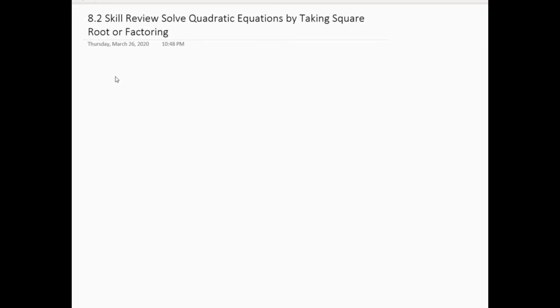Okay, we are going to continue our skill review for section 8.2, looking at solving quadratic equations by taking the square root or by factoring. All right, problem number 1.